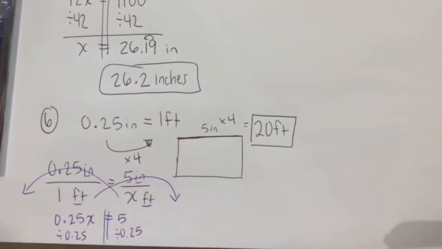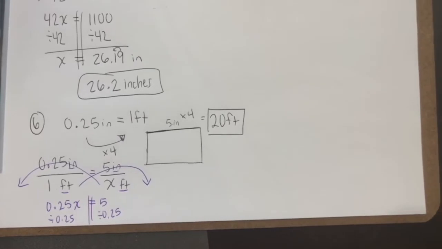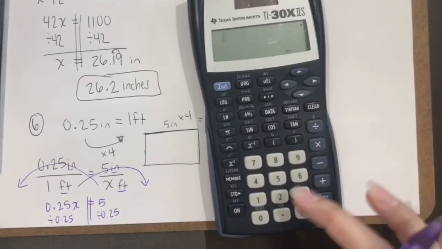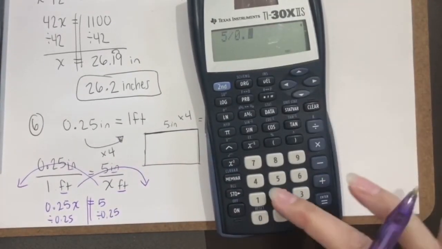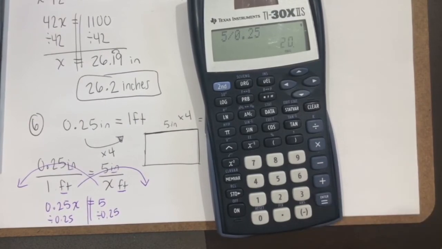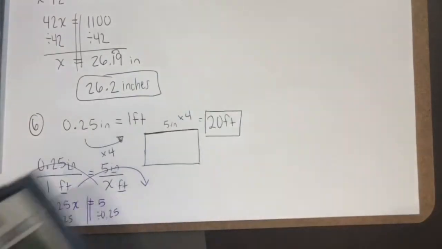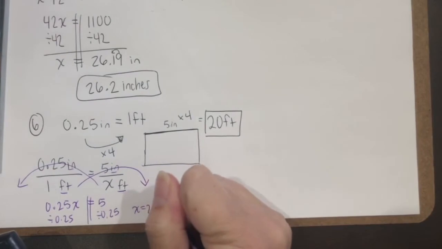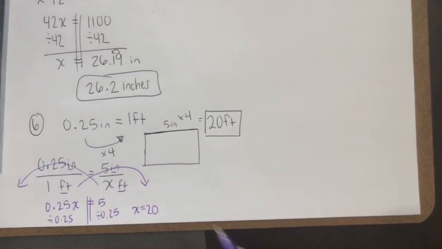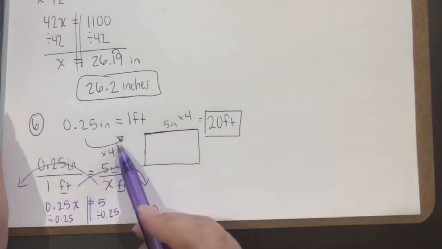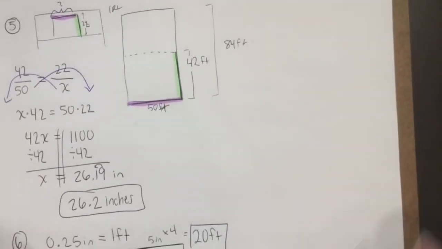And 5 divided by 0.25 is equal to 20. So it still works doing it this other way. Use either way. You can do whatever works for you. As long as you're showing how you get the answer, then it should be fine.